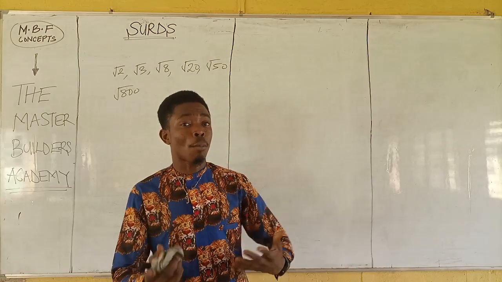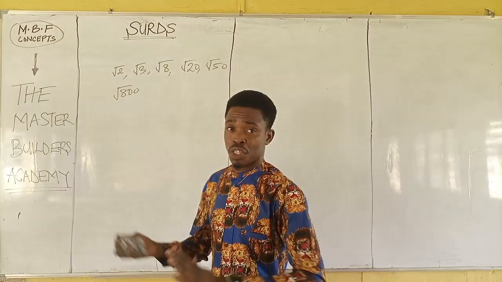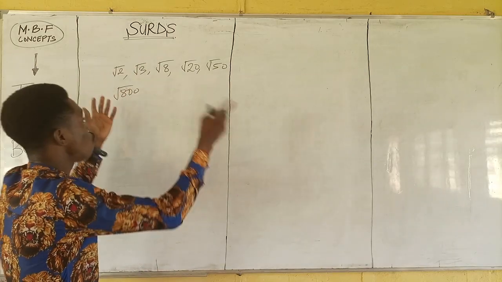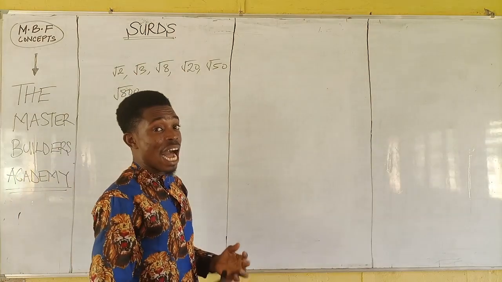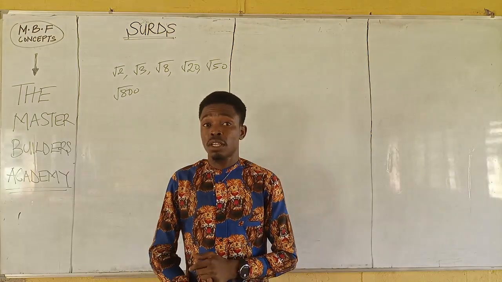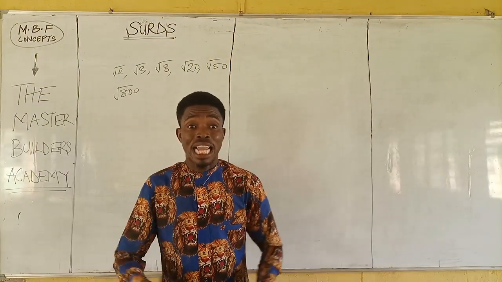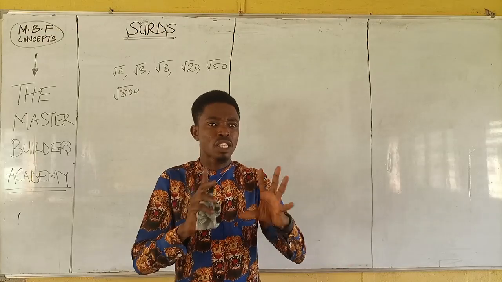When we talk about operations in surds, we are talking about addition of surds. Just like I have this and I have this, I can add 2 or more of these surds together. I can subtract surds from each other. I can multiply 2 or more surds. I can divide 2 or more surds. These are the basic operations.